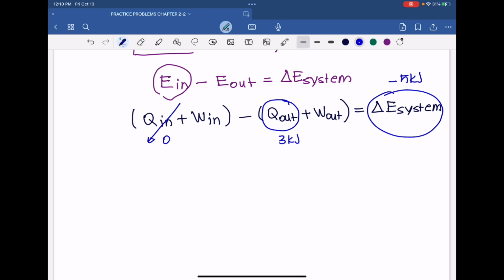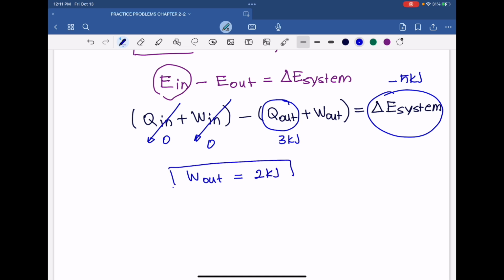Therefore, I would say this is also not happening. I would make that assumption. But work is only getting out. So if that is the case, the work interaction therefore should be 2 kilojoules.